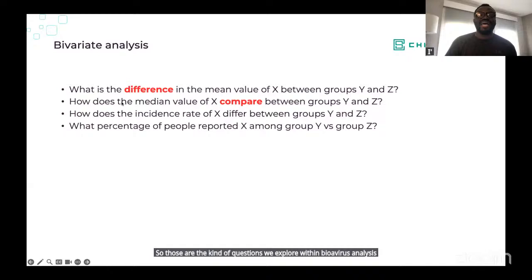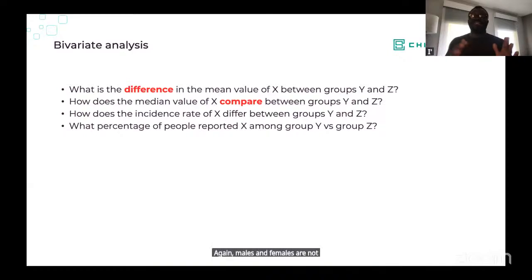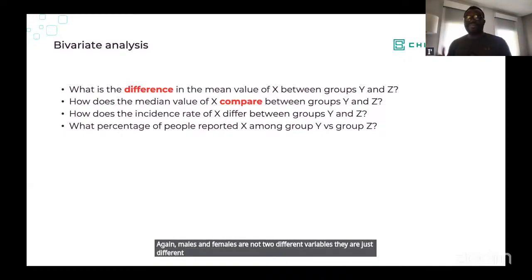In the same way, how does the median height compare between males and females? Again, males and females are not two different variables. They are just different categories or groups of a second variable. So bivariate analysis always involves only two variables. If it involves more than two variables, then it's no longer bivariate. It's something else, multivariable or multivariate, as the case might be.